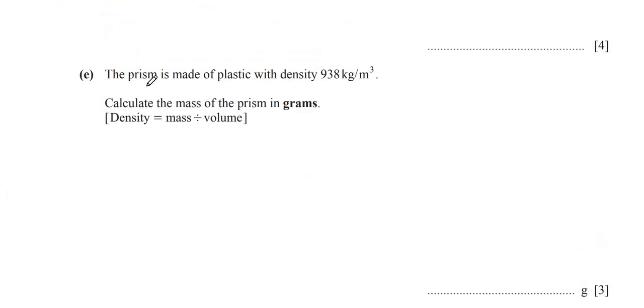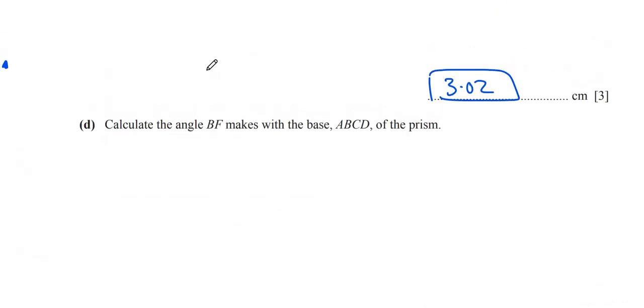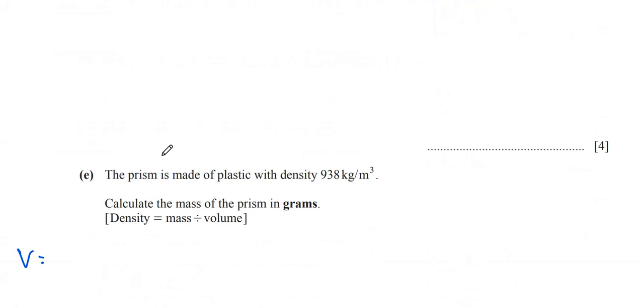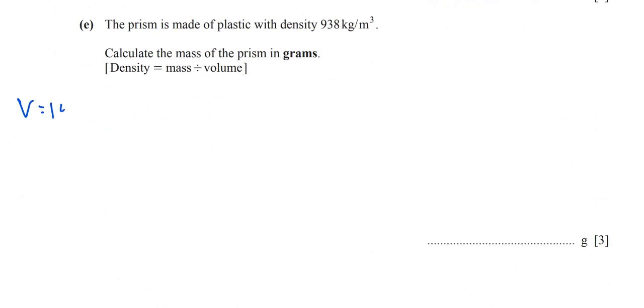So moving on to the last part, it says that the prism is made up of plastic with density 938 kg per meter cube. Calculate the mass of the prism. Also, density is equal to mass divided by volume. So first of all, what you need to know is the volume of this prism. It's 145 centimeter cube.